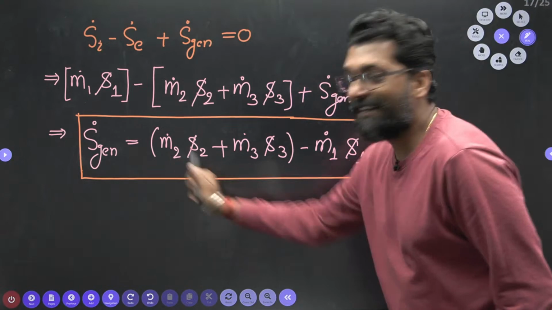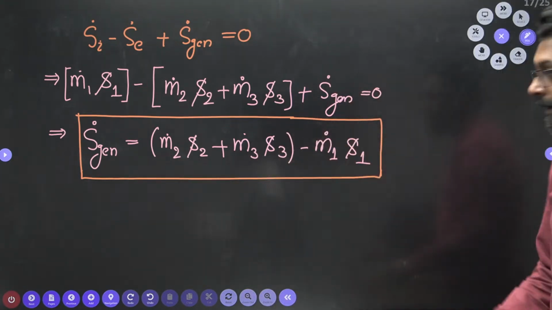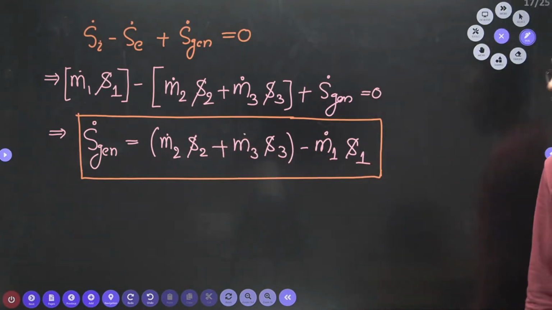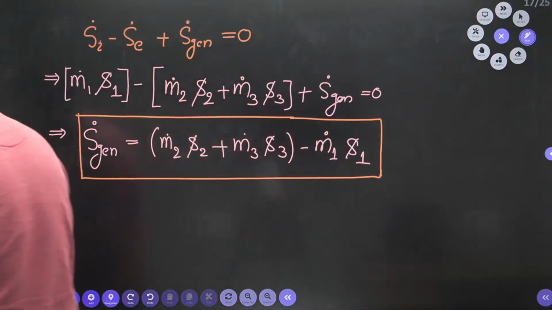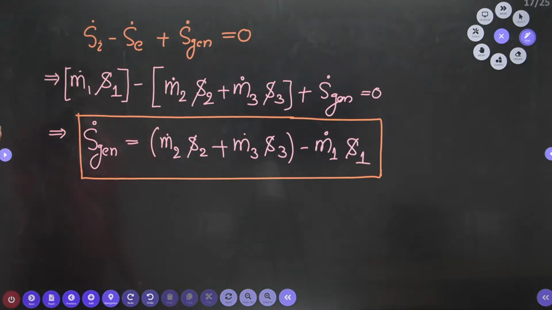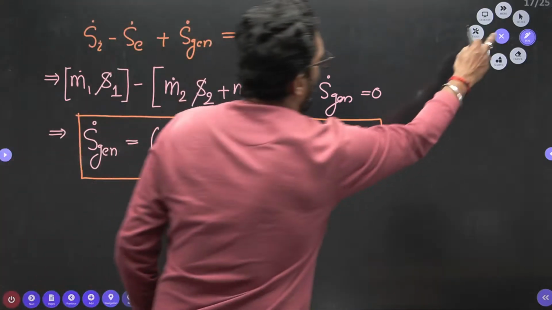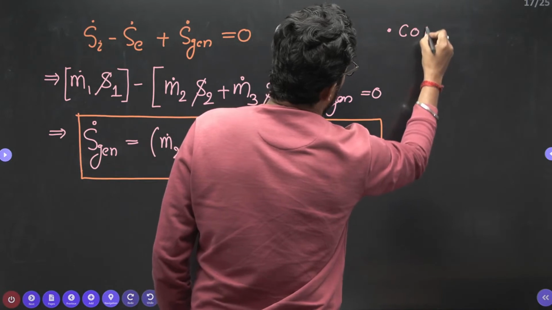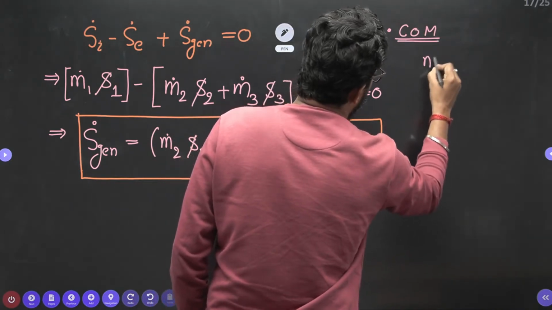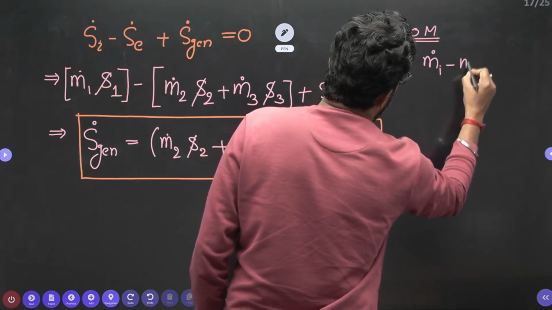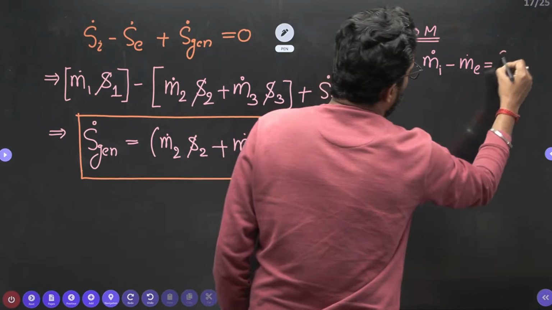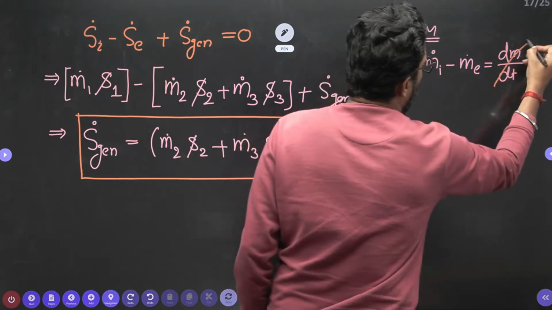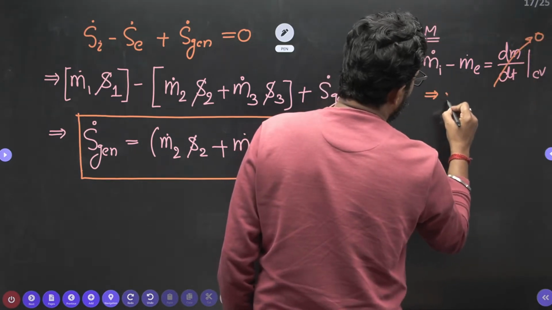Now, m dot 2 is given, m dot 3 is given, m dot 1 is given, but the specific entropy is not given in this question. So our next task is how to find the entropy. Now, my dear, according to the conservation of mass: mass flow rate at inlet minus mass flow rate at exit is equal to change of mass with respect to time, on a rate basis, of a control volume. But this is 0. Why? Because of steady flow. So what is the mass at inlet?